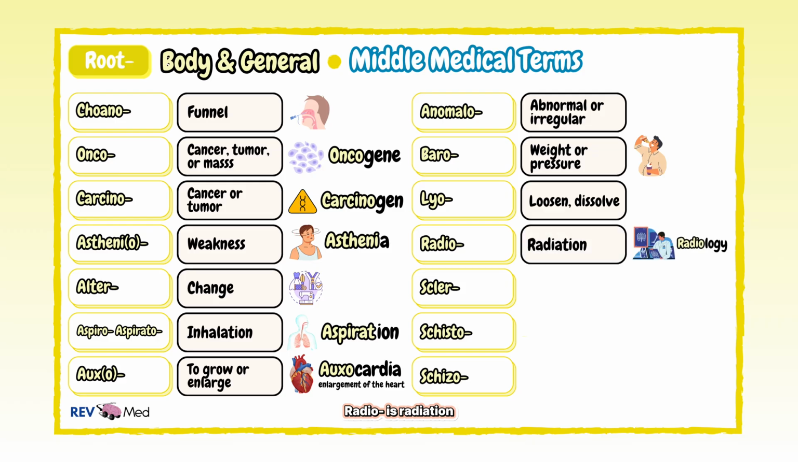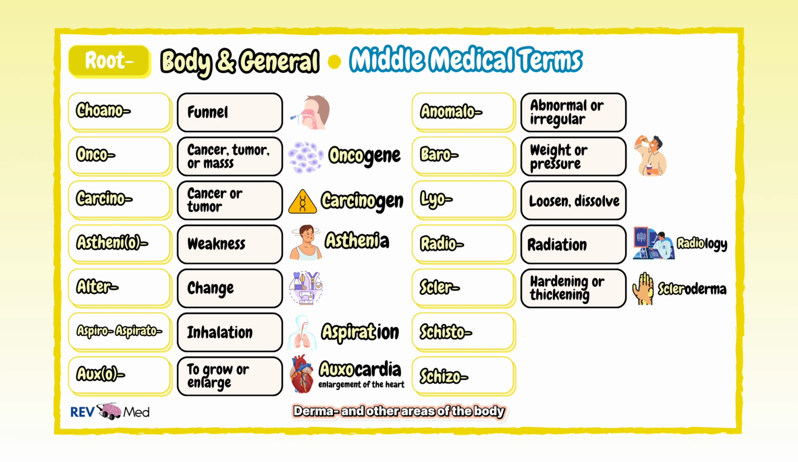Radio is radiation. Think radiology, the branch of medicine that uses imaging technology to diagnose and treat disease. Sclere, as we said earlier, means hardening or thickening. The disease scleroderma is a great word to describe an autoimmune disease that causes inflammation and fibrosis, the thickening, in the skin, derma.